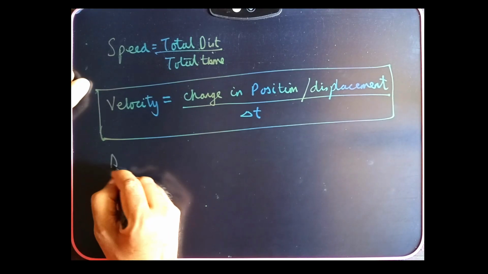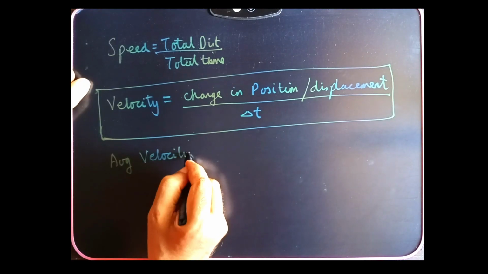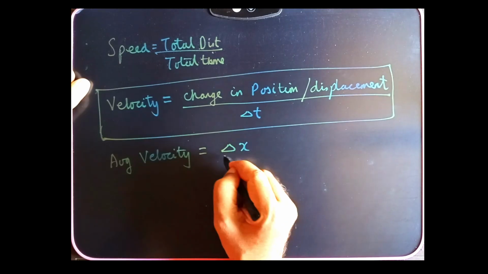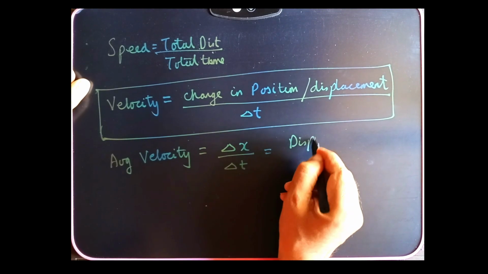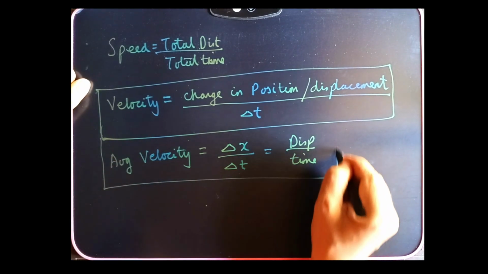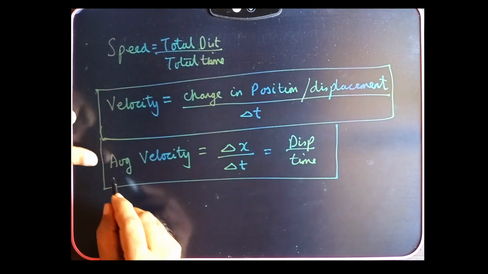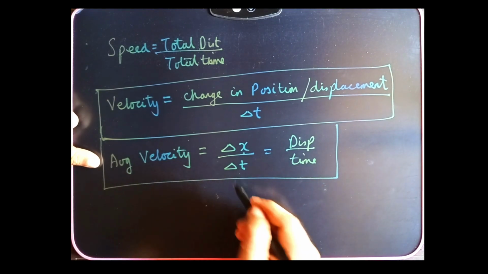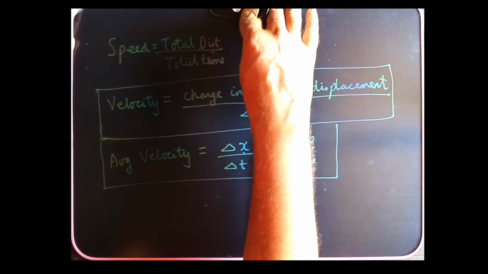So what is average velocity? Average velocity is the change in displacement upon change in time, that is, displacement divided by time. This is the formula for velocity. And average velocity is the change in displacement upon the change in time. So let us understand it graphically. I will clear this.